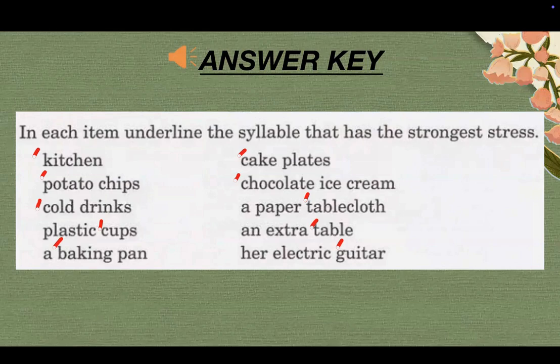We have potato chips. So in this phrase, the word potato will receive the stress, and the word potato has 3 syllables. So the first syllable will receive the stress. The first syllable is stressed. And we will do the same with the rest of the compound nouns, noun phrases, and nouns.